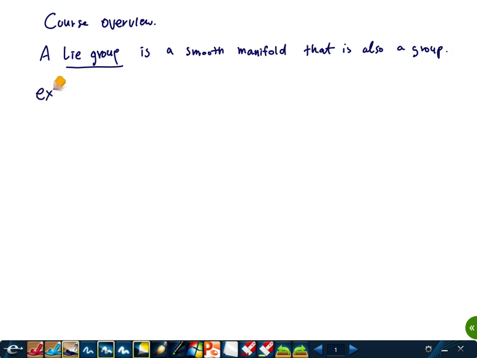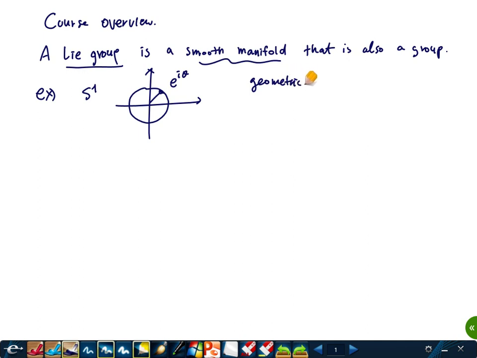So probably the simplest, non-trivial example will be a circle. Circle maybe in this plane. So this is a manifold, one-dimensional manifold, and we can also think of this as a group. Like, if you think of this as a complex plane, everything is like e to the i theta, so this forms a group. So it is a manifold, and also at the same time it's a group. So it's a geometric object.